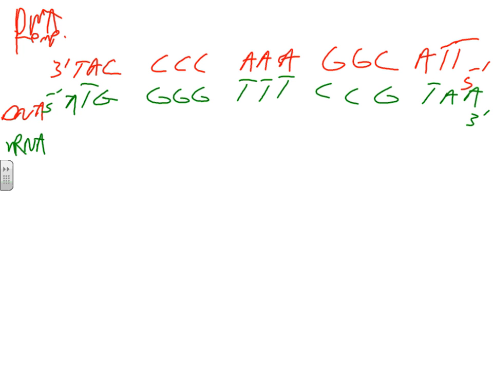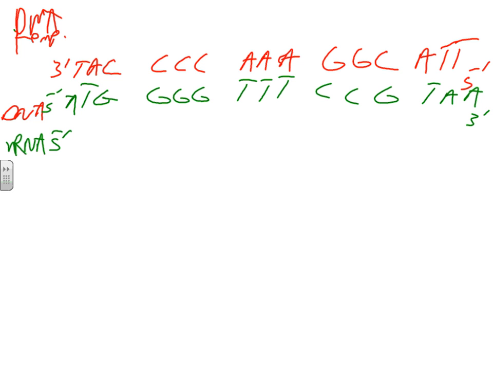mRNA is made from which one of these strands? The template. If the template starts with 3, the mRNA has to start with 5. Now remember, we're using this as the template, not this. This is the template. This is the thing we copy from.